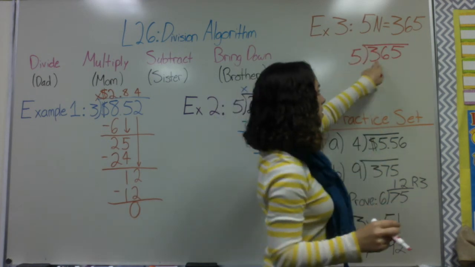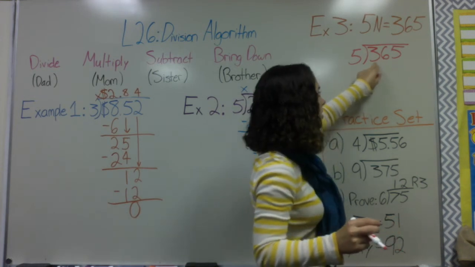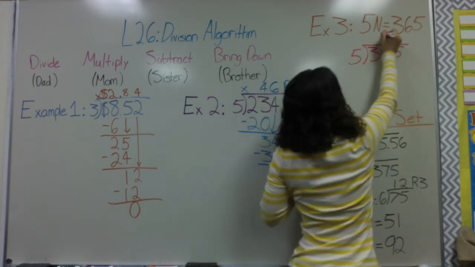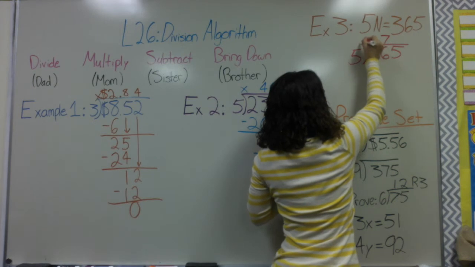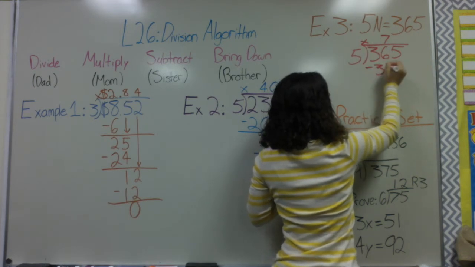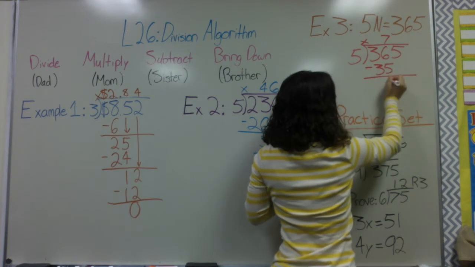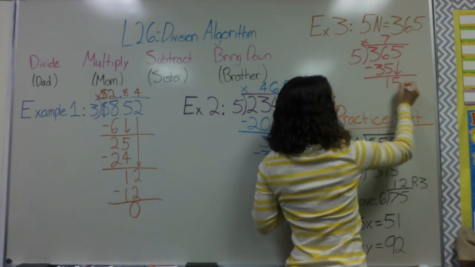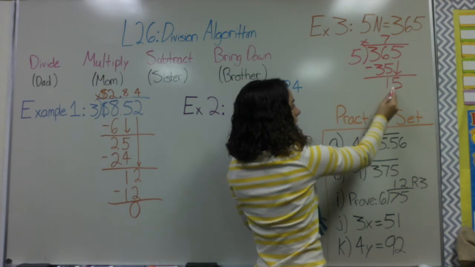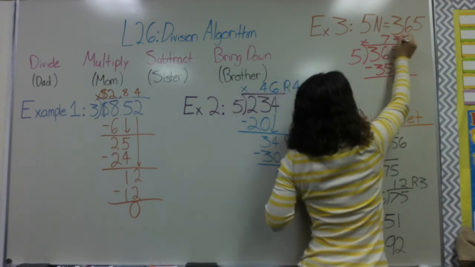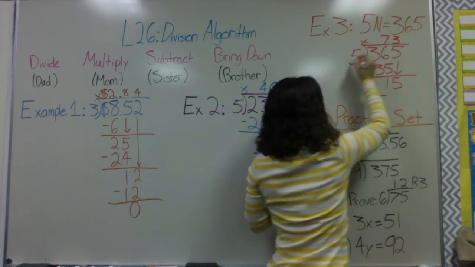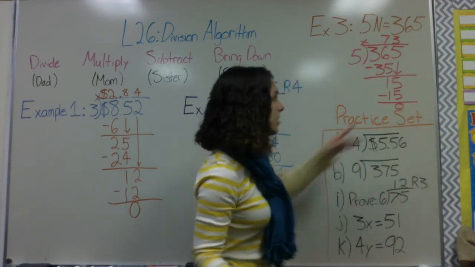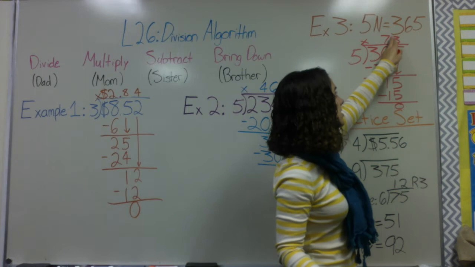How many times can 5 go into 3? Well, it can't, so I'm looking at the next digit also. How many times can 5 go into 36? It can go in 7 times. 7 times 5 is 35, so that's what I subtract. 36 minus 35 is 1. After I subtract, I bring down my next digit, draw my arrow. How many times, back to division, how many times can 5 go into 15? It can go in 3 times. 3 times 5 is 15, and that's what I subtract. And like I said before, we have no remainder. I have no more digits to bring down, so I know my answer is complete.